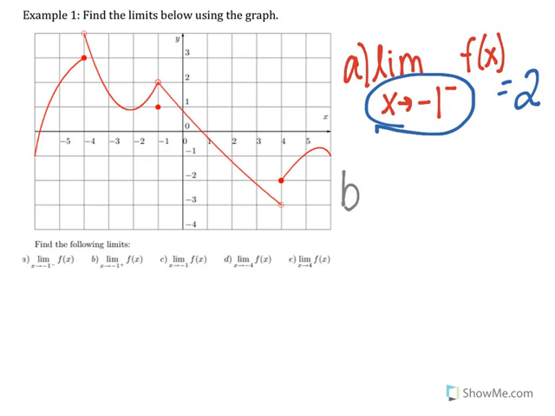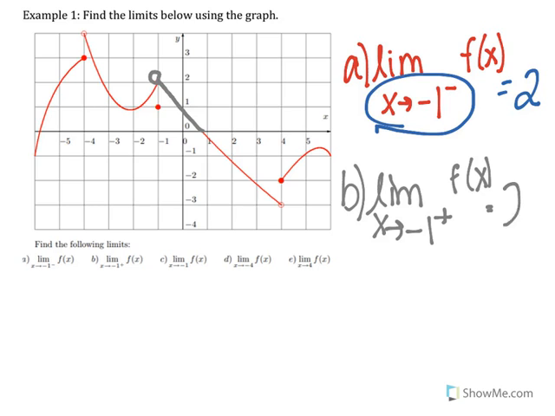Let's look at B. B says find the limit as x approaches -1 now from the right. What is that going to equal? So I'm going to go to the right of -1. I'm going to trace my function. Now what value am I going to? If you look, my function is going straight towards 2 again. Okay? So a little minus is the left, the little plus is the right.